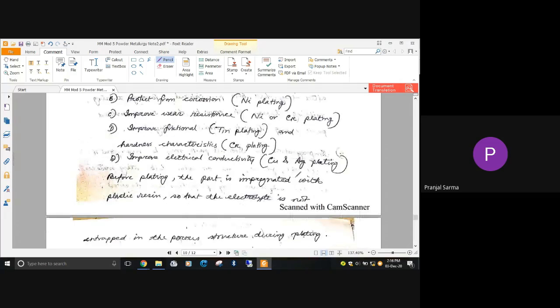And similarly, if it is so desired that in the final part, suppose it was initially made of a less electrically conductive material, you can have copper plating also. Gold plating, sometimes copper plating or silver. Generally, as gold is somewhat costlier, copper and silver plating. So it can also improve the electrical conductivity of that particular part.